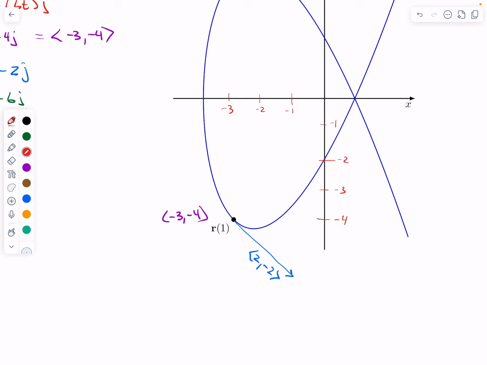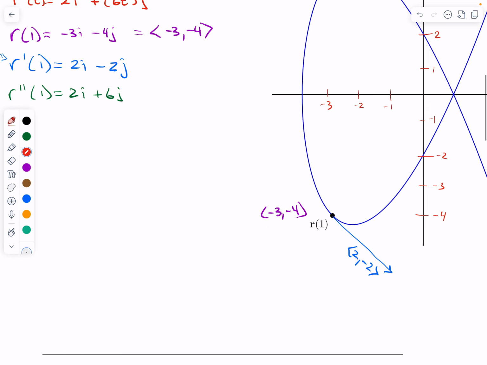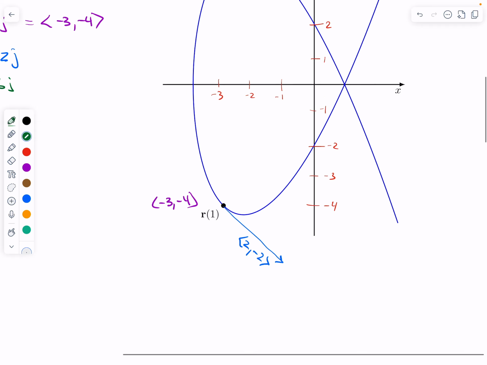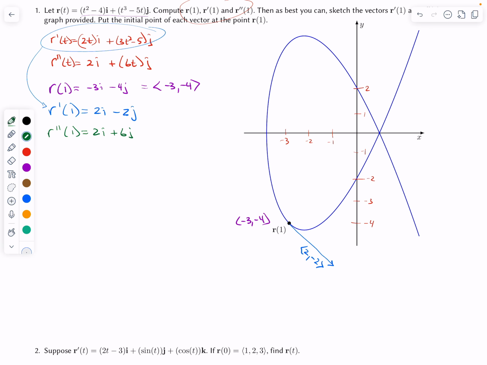The only reason I'm marking this down is to better draw this vector. So this particular vector is over 2 and up 6. And so we're going to start here at negative 3, negative 4. And we're going to go over 2 and up 6. And we're going to end right about there. So let's see. So there it is. So that's r double prime of 1, which is over 2 and up 6.